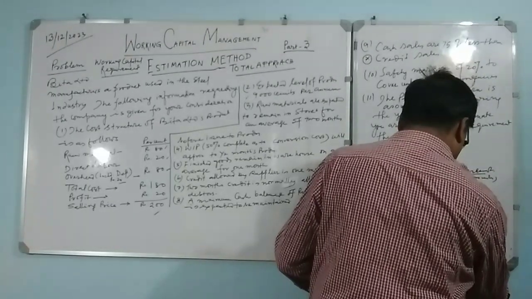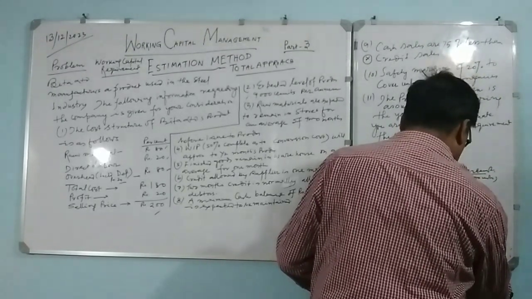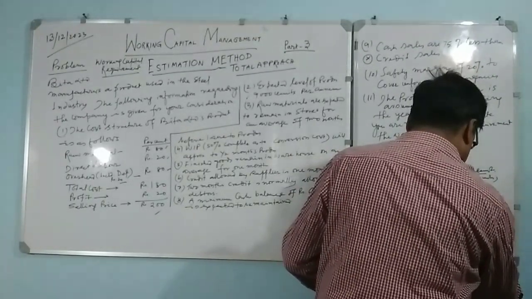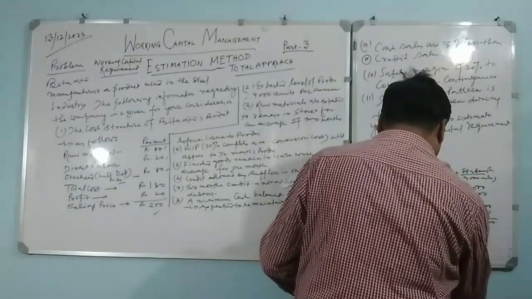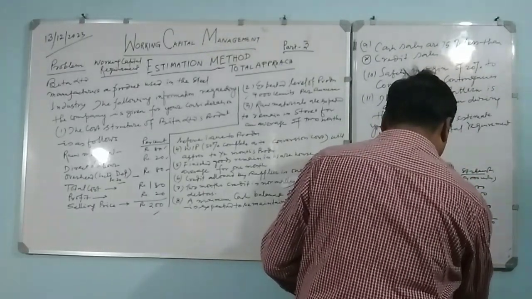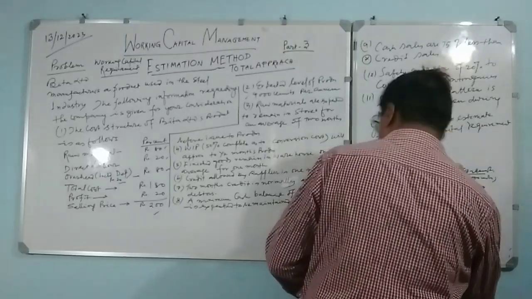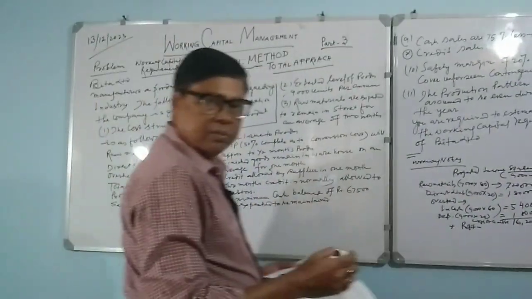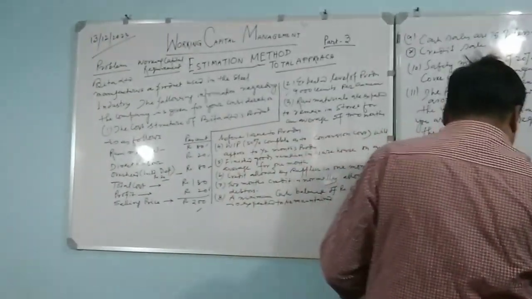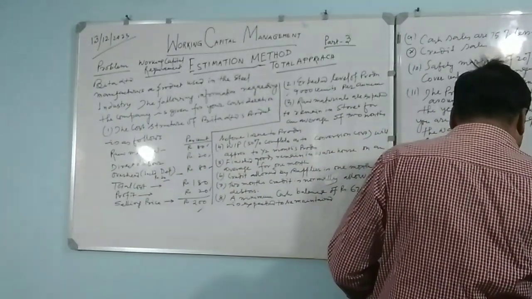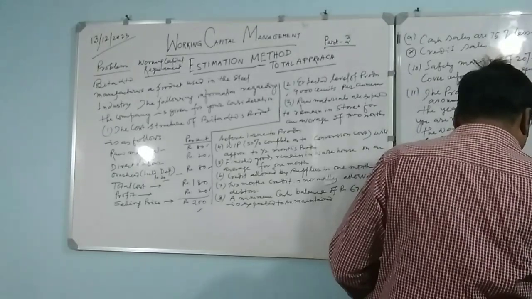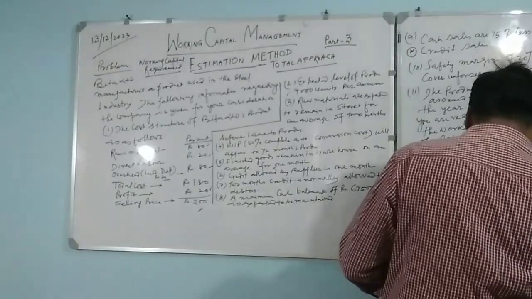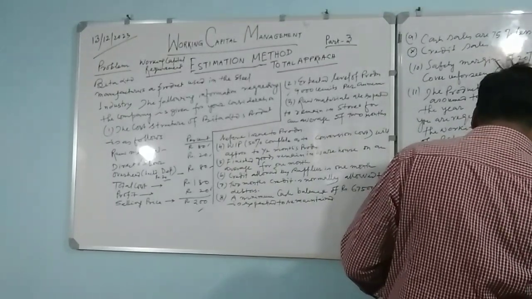Cost of goods sold will be 16,20,000 plus you have to add profit. How much profit will come? They have given in your problem 20 rupees per unit. So profit will be 9,000 into 20, that is 1,80,000. Then your sales value will be 18 lakhs.